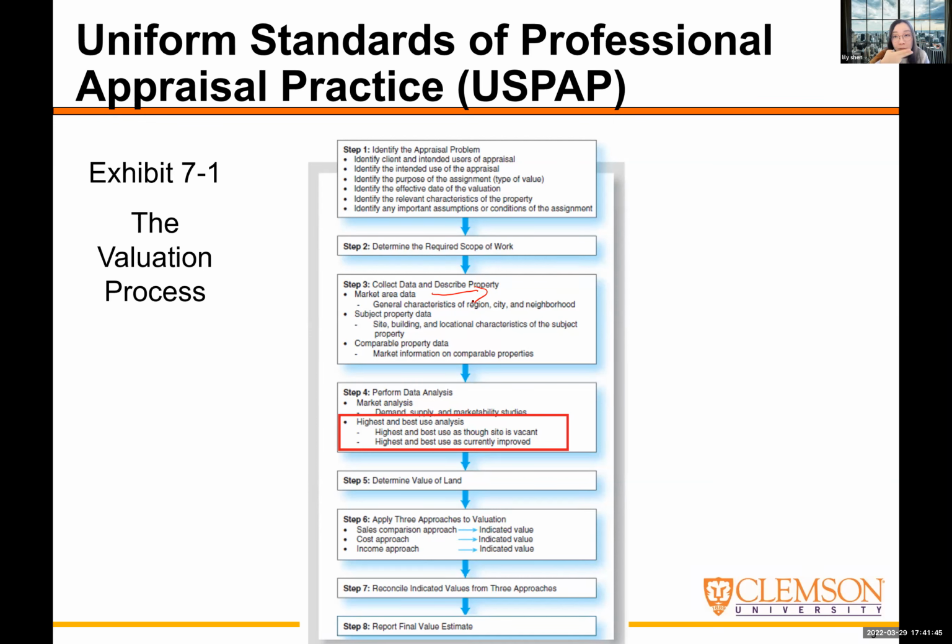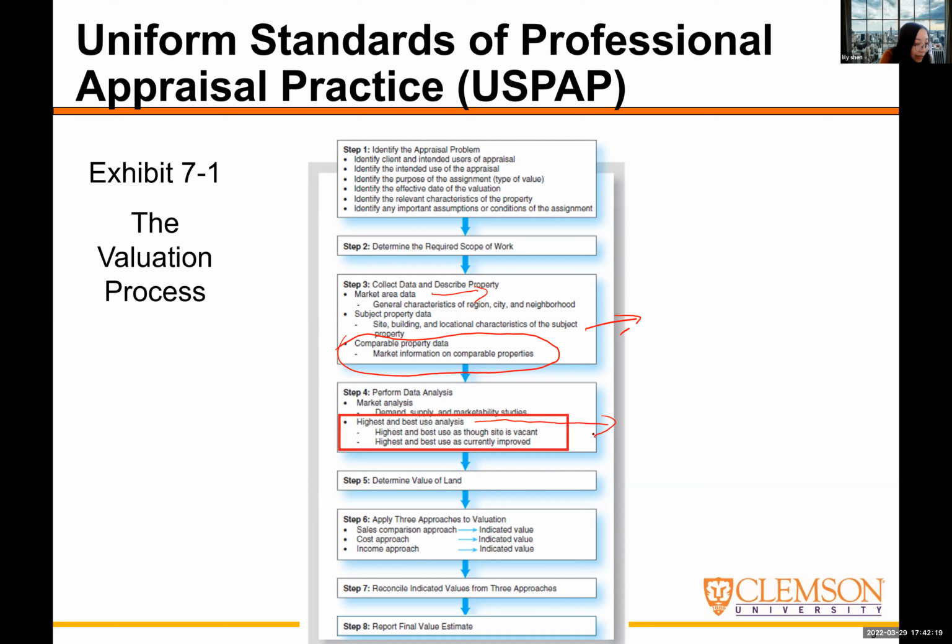Did the Fed increase the interest rates? How does the unemployment look nationwide or locally? And then we look at the specific sites, the size of the lots, the building, the condition, number of bedrooms, bathrooms. And then you have to look for a couple comparable properties. Next, you have to perform your data analysis, right?